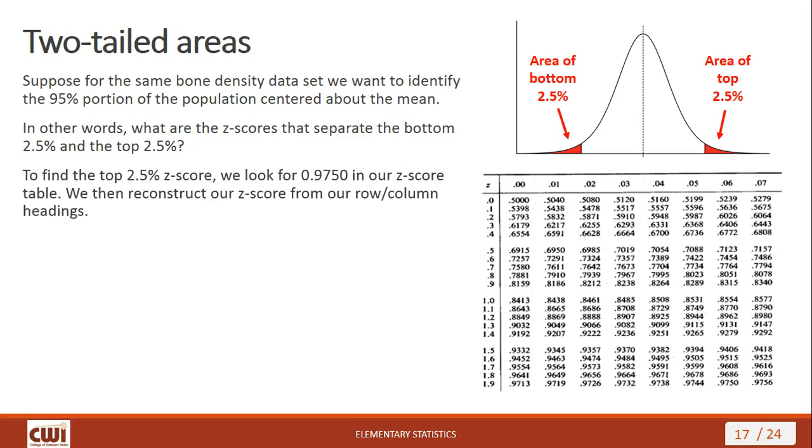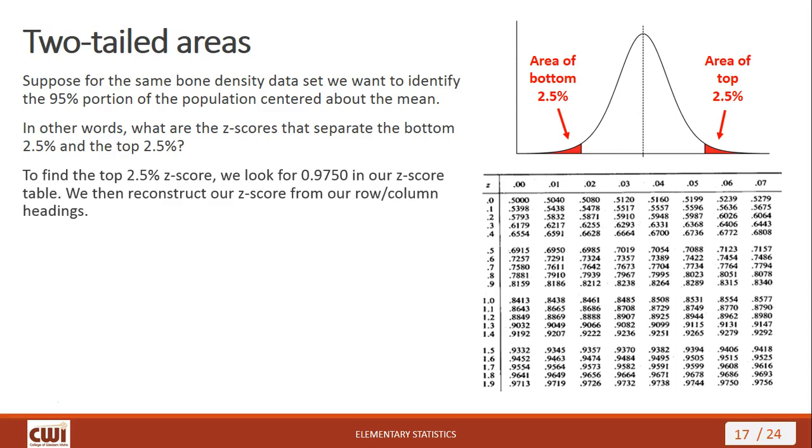So to find the top 2.5% z-score, we'll just start with that one. Let's look for 0.975 in our z-score table. Why are we looking for 0.975? Well, because the total area under the curve is 1, and so if we subtract 2.5% from 1, that's going to give us 97.5%, and that's what we want.